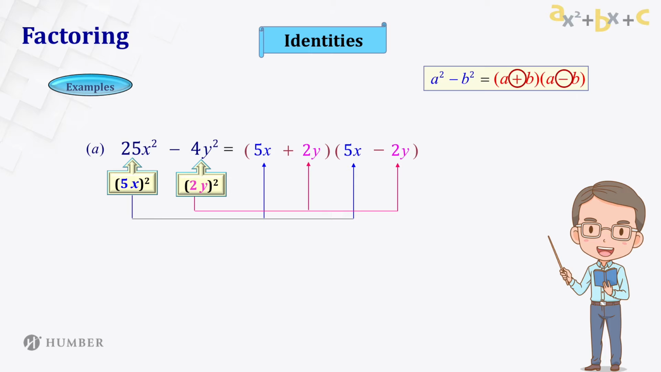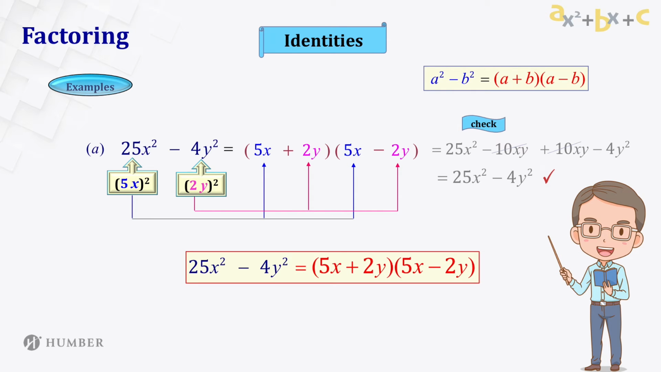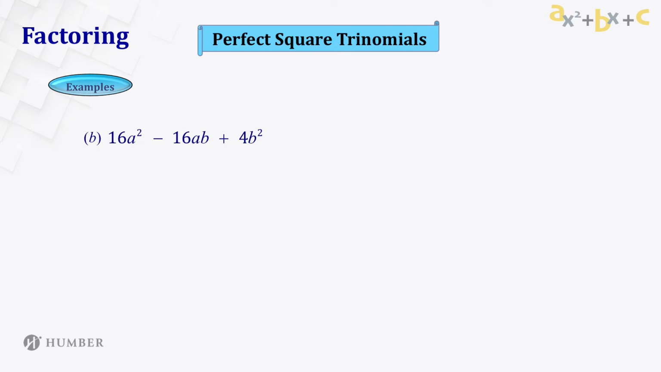Let's check our answer by expanding the brackets. If we simplify the result, we get back the original expression, which means that we have the correct factored form. Let's move on to the different type of identities, which is called perfect square trinomials. Again, for any type of questions, we need to first check for common factors.